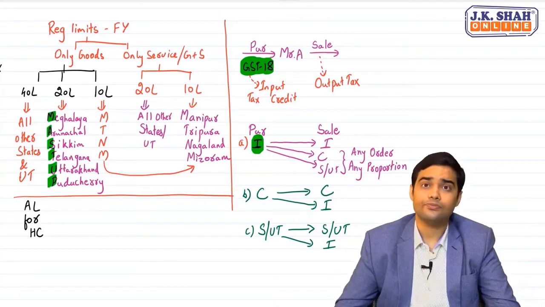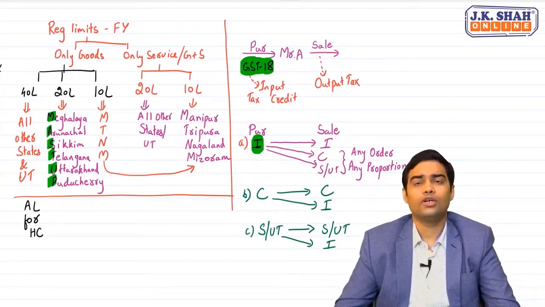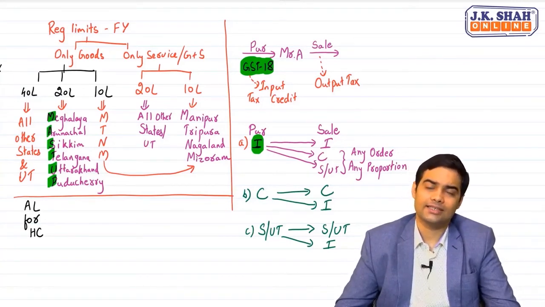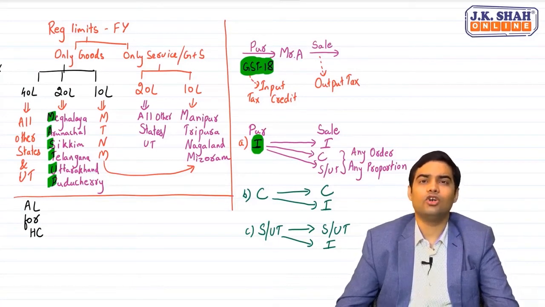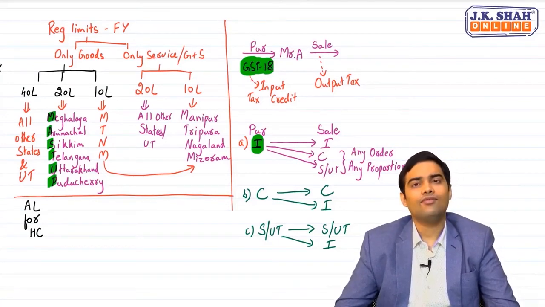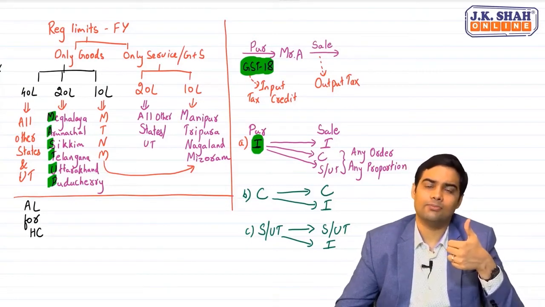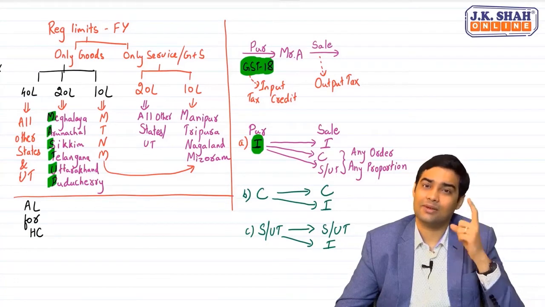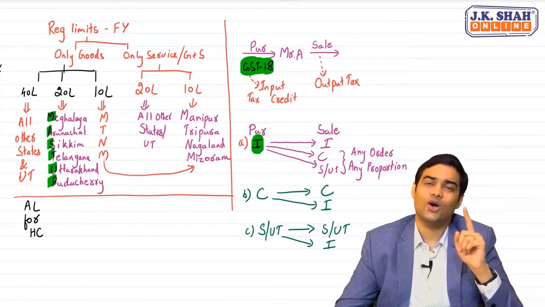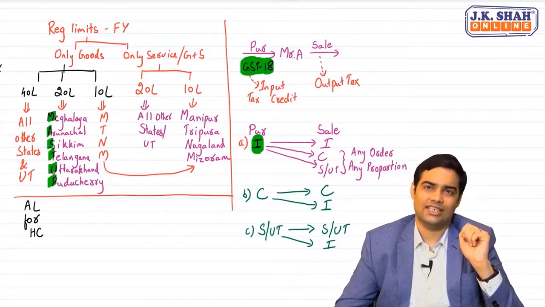Now, when we talk about alcoholic liquor for human consumption, you should be very careful about some things. If perfume contains alcohol, GST is applicable. If sanitizers contain alcohol, GST is applicable. If medicines contain alcohol, GST is applicable. Be very careful on this. Only alcoholic liquor for human consumption in that form is outside GST.